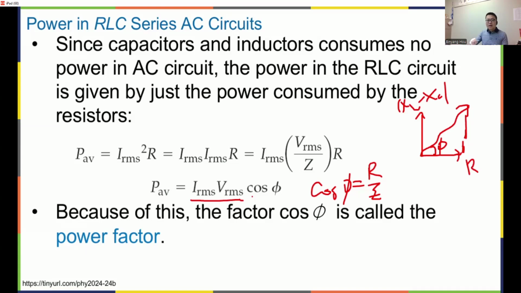So V_RMS times I_RMS, to give you back. Because you have L and C, you are not consuming all the power. Some power is stored in the form of either magnetic field or electric field, so only a partial amount of the power is consumed by the circuit. So this is called the power factor. Power factor is simply R divided by Z, so you can calculate your Z and then R divided by Z will be your power factor.